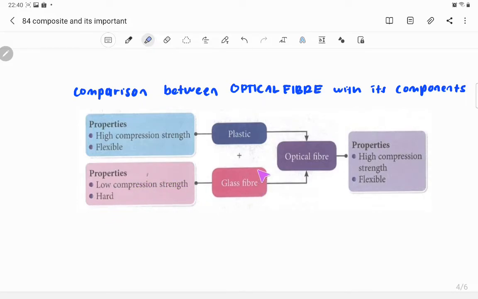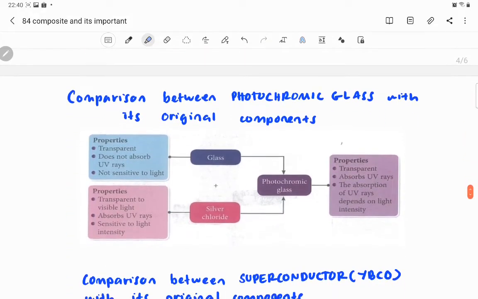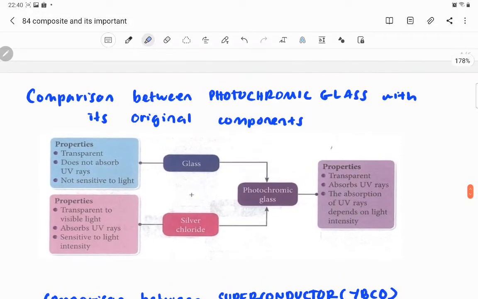Okay, so in order to complement each other, it will form, okay, optical fiber, where the properties of optical fiber is high compression strength and also flexible. Okay, so we proceed with the comparison between the photochromic glass with its original component.